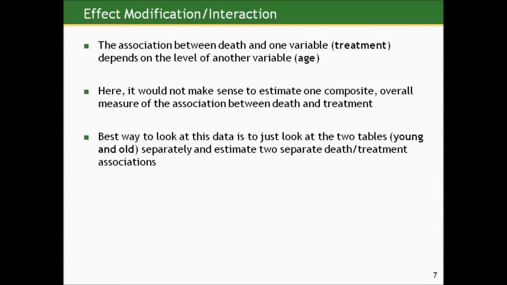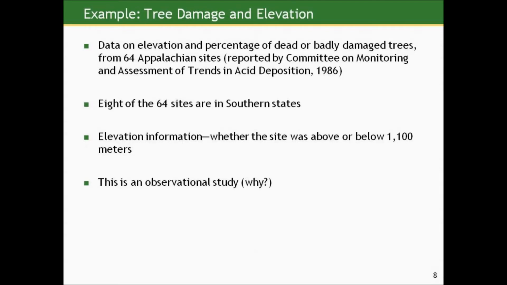I'll give you a real data-based example that I think is interesting. And for those of you into environmental health, it's an interesting treatise, and it's based on data from the eastern United States. The data on the elevation and the percentage of dead or badly damaged trees from 64 sites in the Appalachian region of the United States was collected. The majority of the sites, 56, are in northern states, and the remaining 8 are in southern states along this Appalachian region in the eastern U.S.